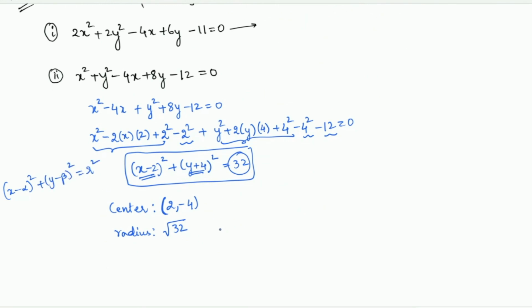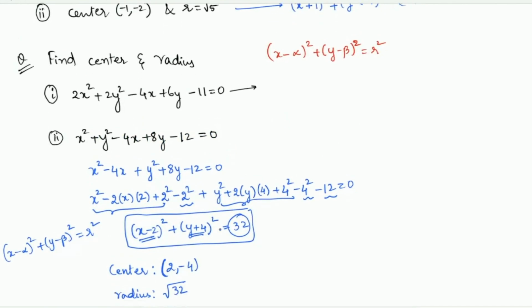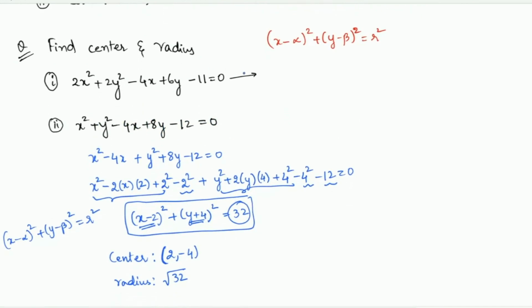So that means radius is root 32. Okay. Similarly, what about this question? First one. Here also you have to complete the square and find center and radius. But the x square coefficient and y square coefficient, 2, they have given. First we can make it 1.